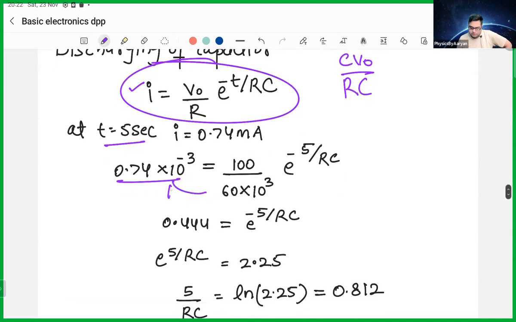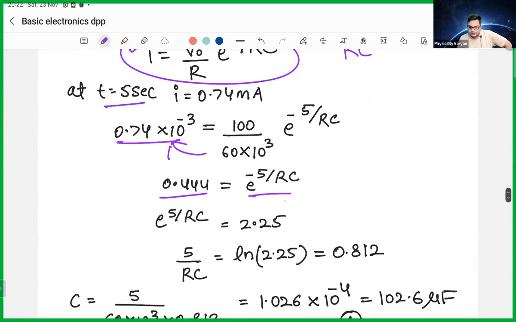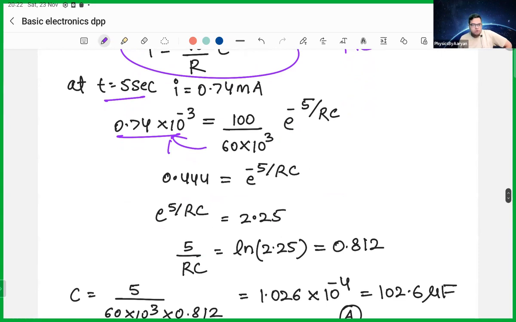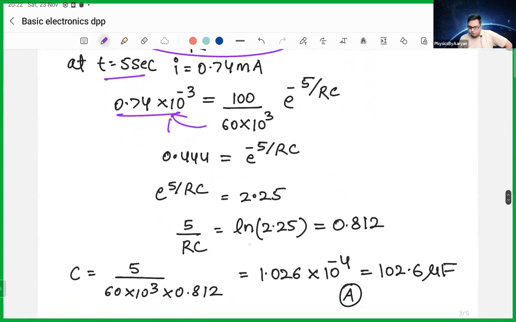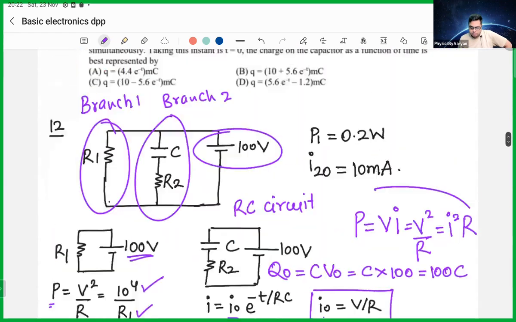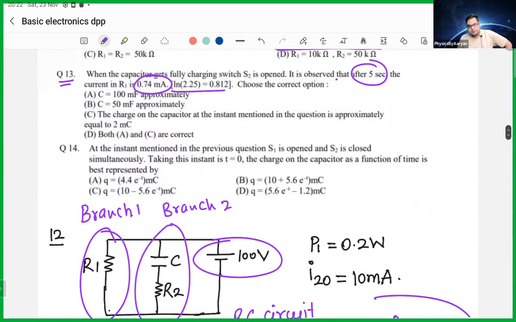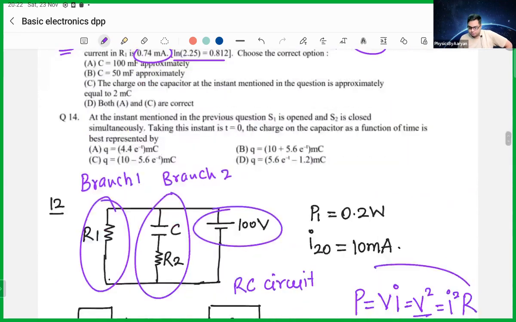So I can bring all of this here, and then I get 0.444 equals e to the power minus 5 by RC. Then I can even switch them, so that this becomes e to the power 5 by RC, and the reverse of this will become 2.225. Then I can just take the log on both sides. So I get 5 by RC equals log of 2.225, and the value of this is given to me, which is 0.81.